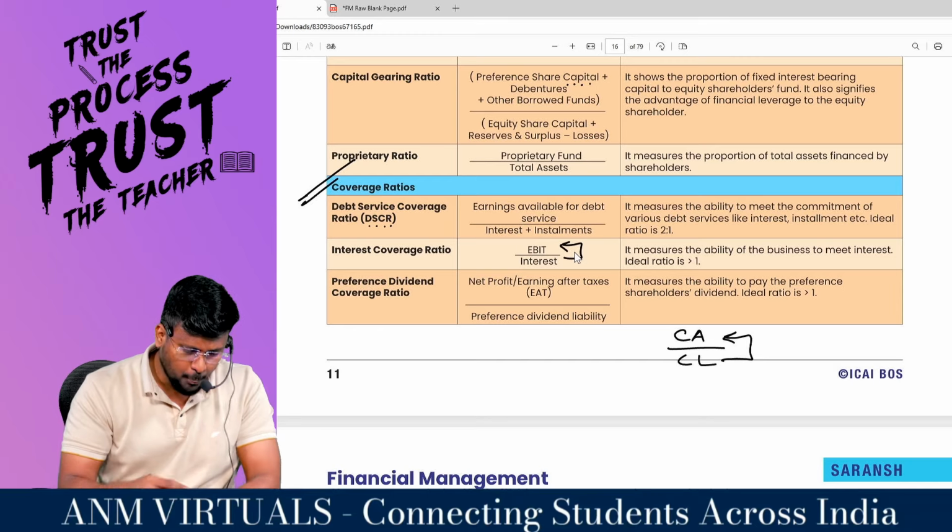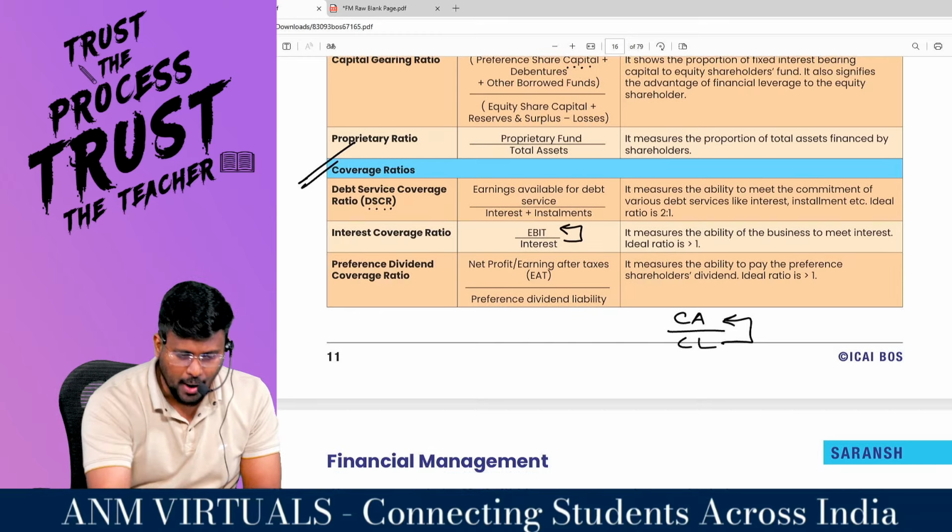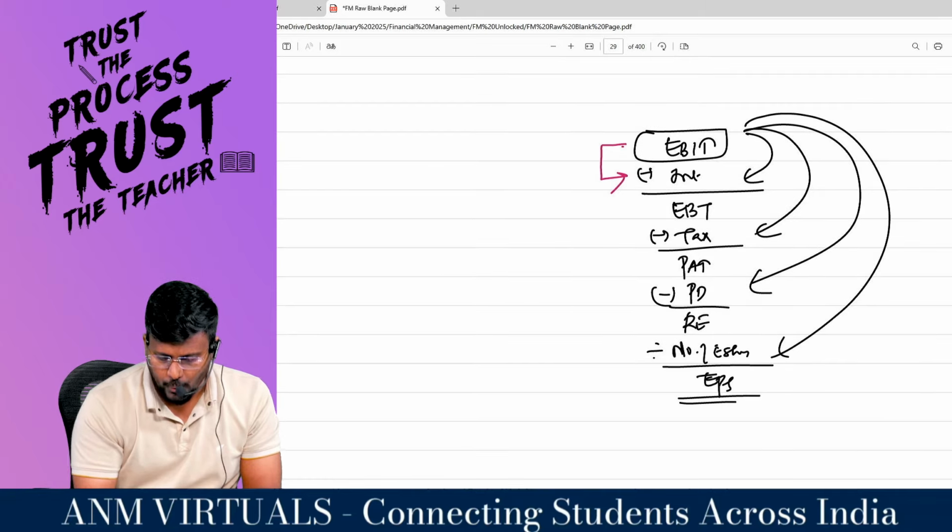Fantastic. Now the preference dividend coverage ratio. From where will I pay the preference dividend, sir? Very simple, from the PAT.